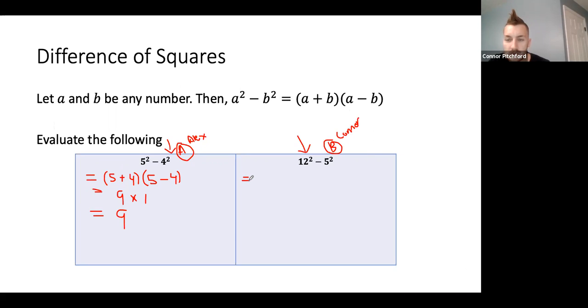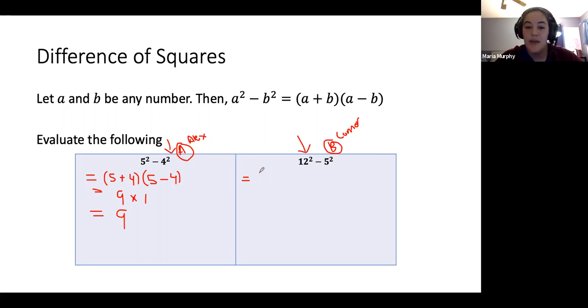All right, Connor, you got anyone for the second one? Yeah, Jennifer, do you want to take it away? Okay, so I didn't do it the same like the formula. I just did 12 times 12 is 144 minus 25, which is 5 times 5, and then got the answer of 119. All right, good.